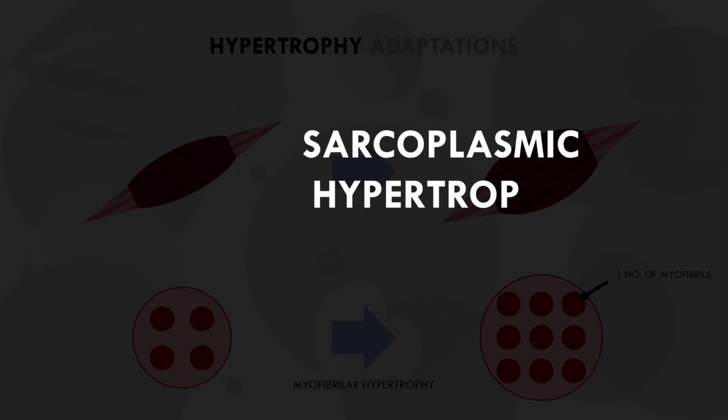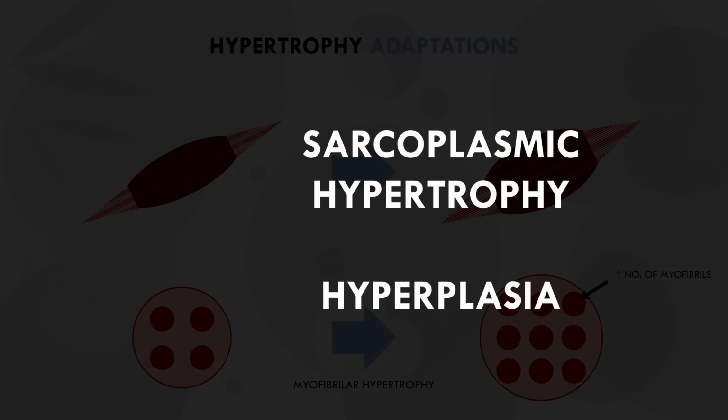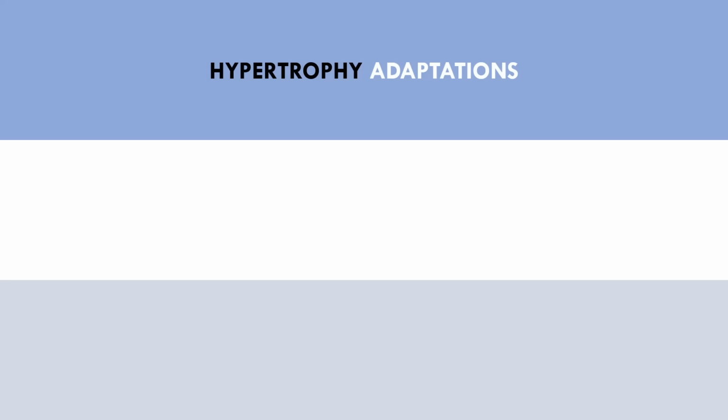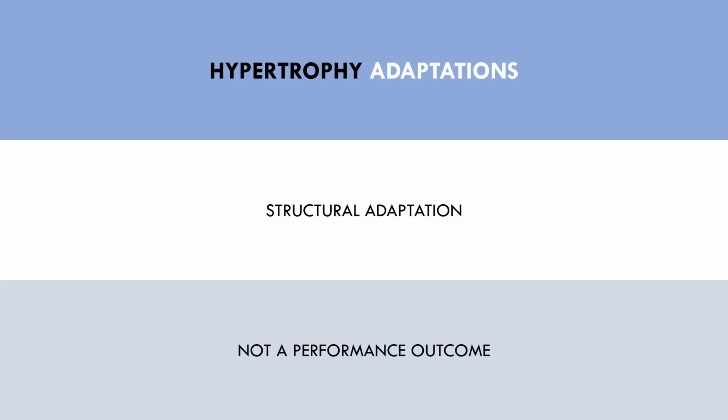There are also other adaptations which have been proposed to contribute to muscle growth. These are sarcoplasmic hypertrophy and hyperplasia, but we don't fully understand how prevalent they are in human muscle and to what extent they contribute to muscle growth. So for this video, we aren't going to worry about these. Hypertrophy will just refer to myofibrillar hypertrophy. So what this means is that hypertrophy is a structural or morphological adaptation. This means the goal for hypertrophy training is to change the structure of the muscle tissue, in other words, grow bigger muscles. So it is not a performance outcome, meaning the goal isn't to lift the most weight possible. This will have relevance to the concept of progressive overload when we cover it later in this video.